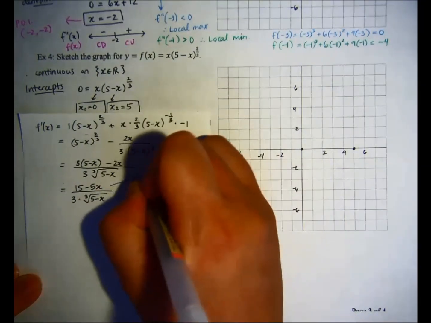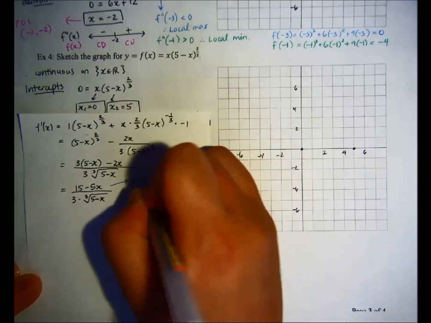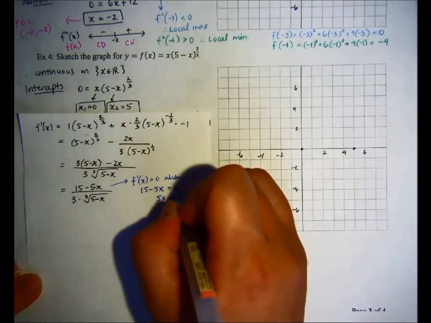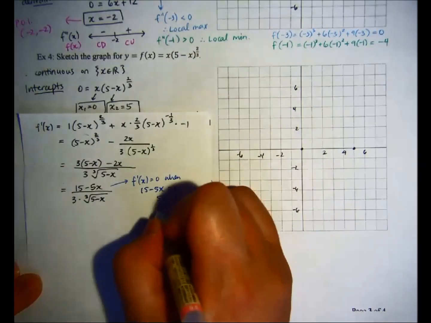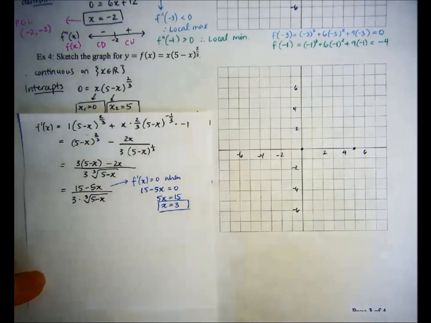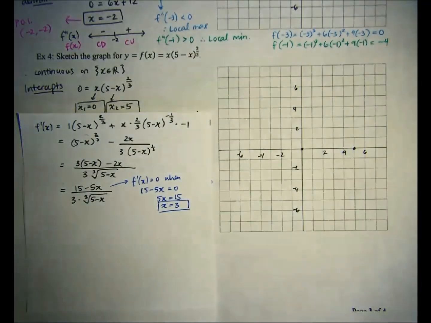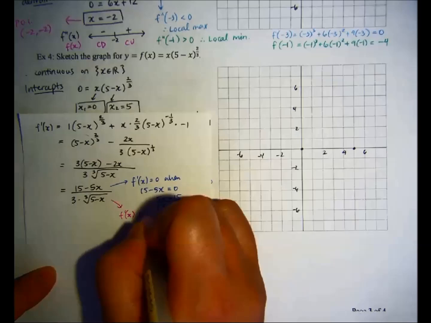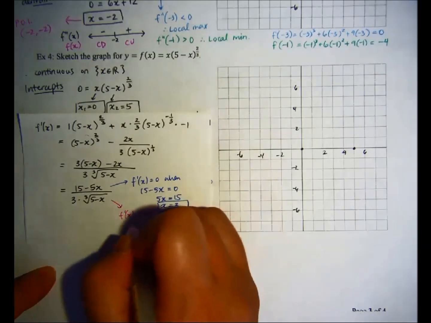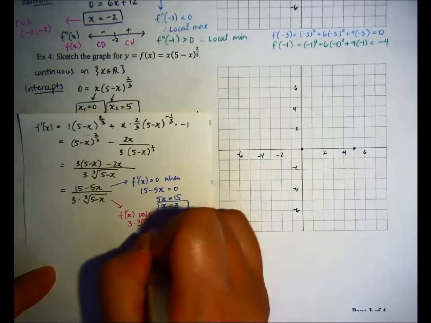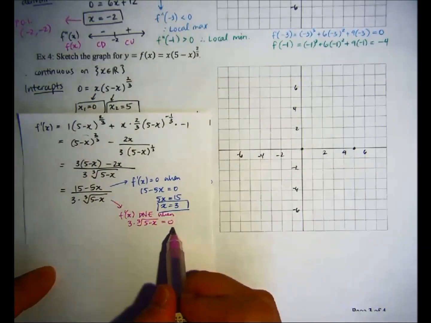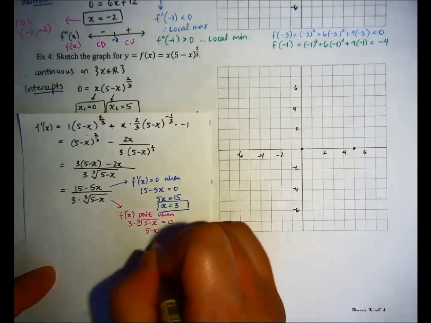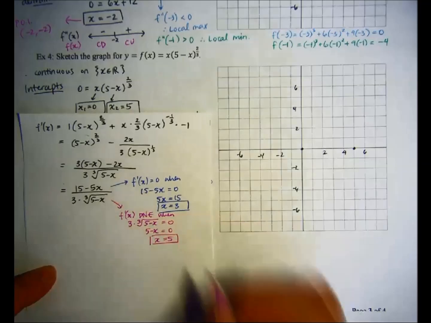So it will equal 0 when the numerator equals 0. So that gives me 5x is equal to 15, x is equal to 3. So here's one critical point. My other critical point will be when the denominator is equal to 0. So f prime does not exist when 3 times cube root of (5 minus x) is equal to 0. So divide by 3, you still get 0, and then cube, you still get 0. So really, we're looking for 5 minus x equals 0. So this will be when x is equal to 5.